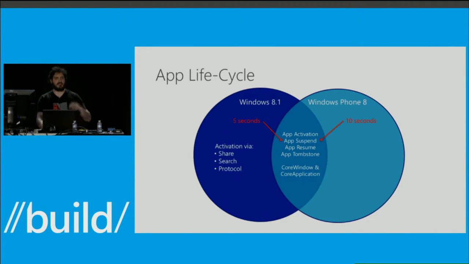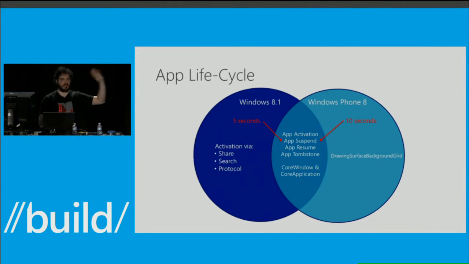Windows 8 also has various other mechanisms for you to activate your application, such as via sharing, search protocol, and so on. And although this isn't really an application lifecycle object, I still want to highlight the drawing surface background grid, because it is the Silverlight control that you leverage in order to do interop between managed and native. If you do use the drawing surface background grid, keep in mind that most of this native functionality, such as core window and so on, you won't be able to leverage. So that's why it's in the phone-specific category there. But if you are going to write a pure native core window application, in other words, what's right here, you should be good to go in terms of convergence.